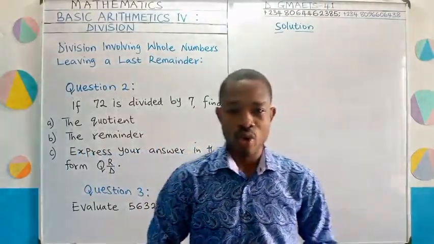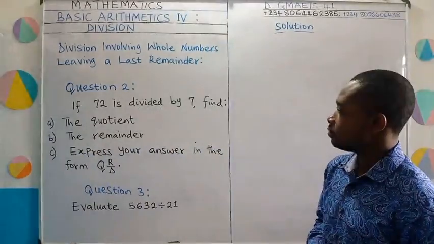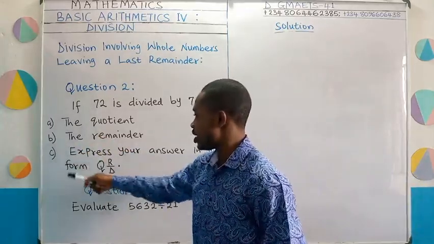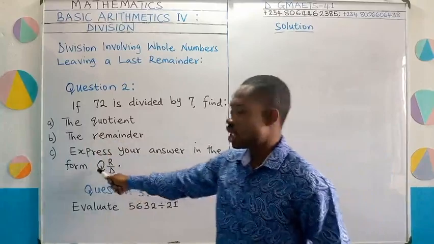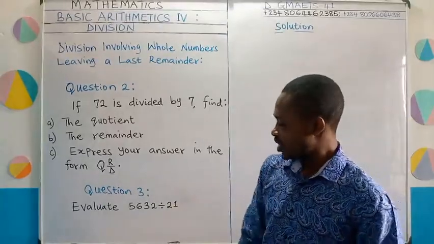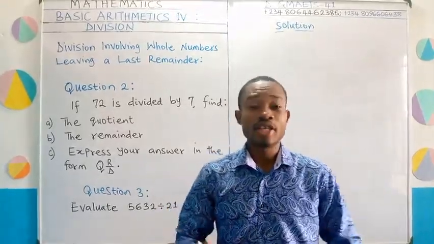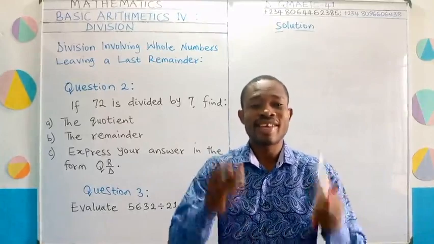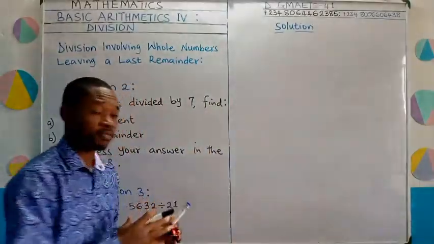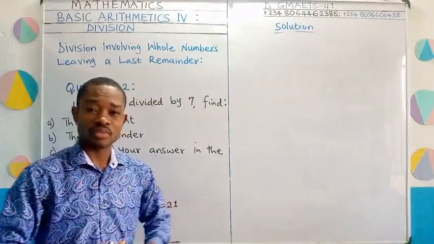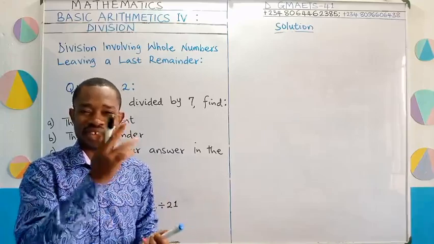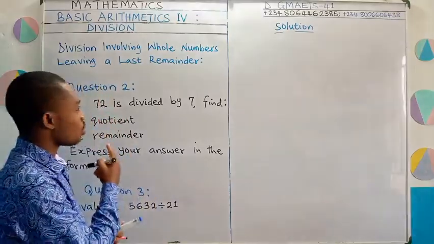Let us now solve these 2 questions we have, alright? If 72 is divided by 7, find A, the quotient, B, the remainder, C. Express your answer in the form Q whole number R over D. Then of course we have question 3. That question 3, the number is a bit big. Well, it doesn't matter. The secret is excellent knowledge of multiplication, and we are going to be guided by that as we solve this question. Already we've seen how we solved question number 1. That one was quite simple because the number was so small, 7 divided by 2. Okay, let's go further and see what we do here.